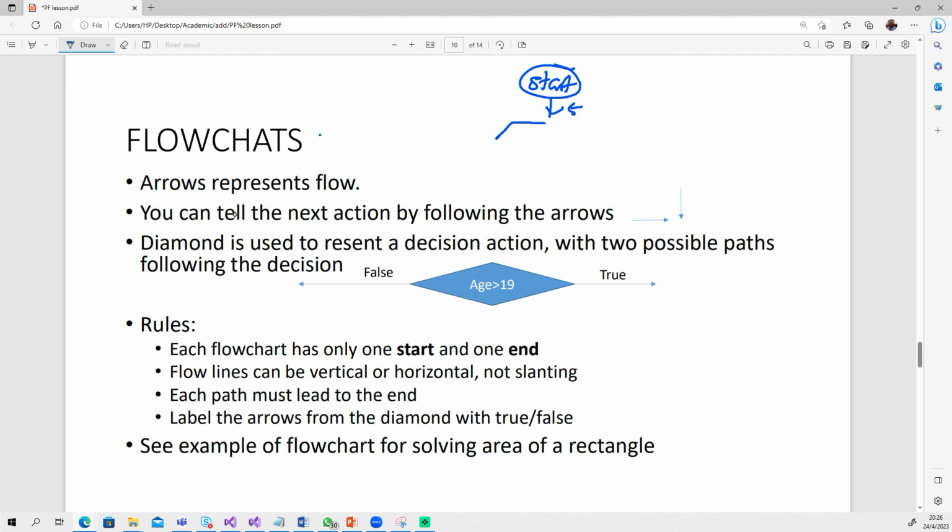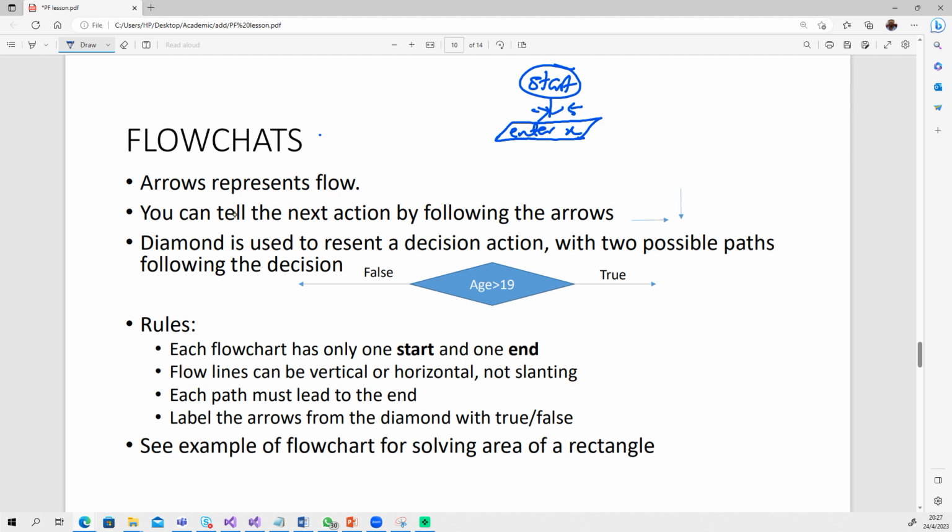So if you find something like this here, this tells you that after this, the next thing to be done is whatever is here. So maybe this could be something like enter x. This tells you that after the start, the next thing to be done is to enter the value of x. How do you tell? Because of this arrow here. So the arrows in a flowchart, the flow lines, indicate what is going to be the next step.